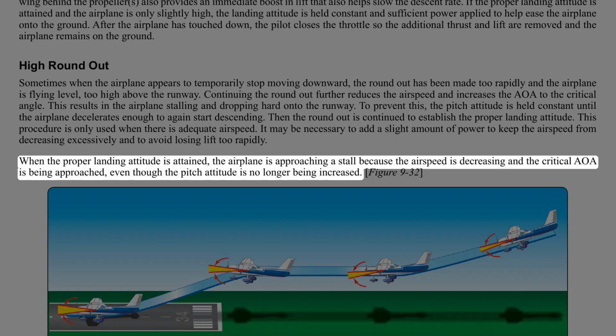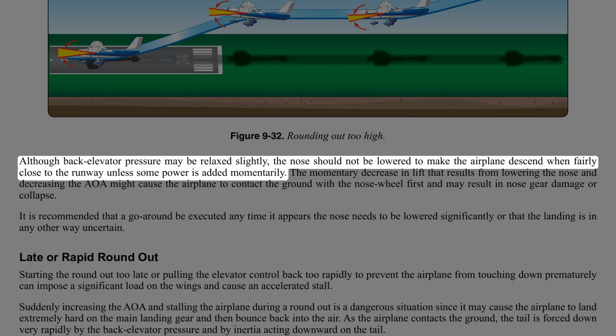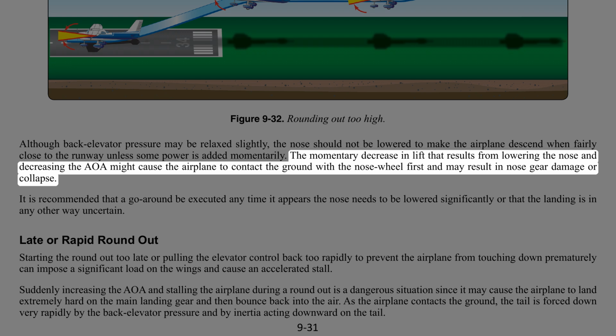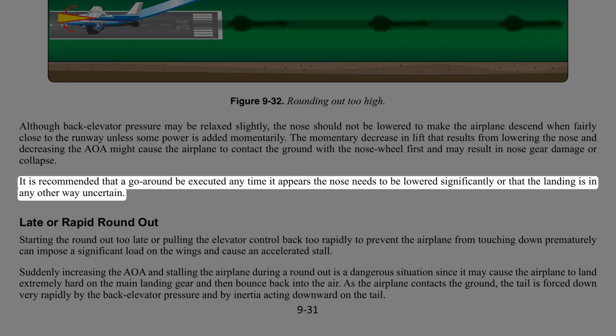When the proper landing attitude is attained, the airplane is approaching a stall because the airspeed is decreasing and the critical AOA is being approached, even though the pitch attitude is no longer being increased. Although back elevator pressure may be relaxed slightly, the nose should not be lowered to make the airplane descend when fairly close to the runway unless some power is added momentarily. The momentary decrease in lift that results from lowering the nose and decreasing the AOA might cause the airplane to contact the ground with the nose wheel first and may result in nose gear damage or collapse. It is recommended that a go-around be executed any time it appears the nose needs to be lowered significantly or that the landing is in any other way uncertain.